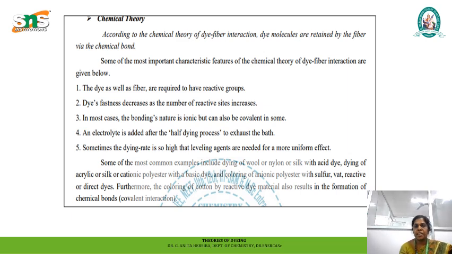An electrolyte is added during the dyeing process to exhaust the bath so that the dye can be fixed well. Sometimes the dyeing rate is so high that leveling agents are needed for a more uniform effect. So when the dye uptake is very high, we need leveling agents so that we get a uniform shade. Some of the most common examples of such dyeing are dyeing of wool and silk by means of acid dyes, cationic dyes, etc. So here the dye-fiber interaction is by means of pure chemical bonds, that is covalent interaction.